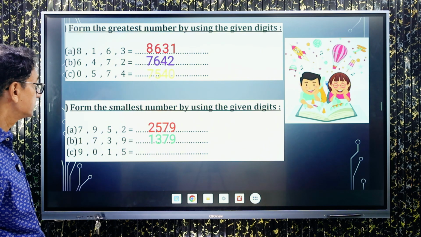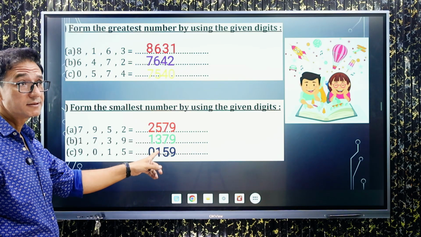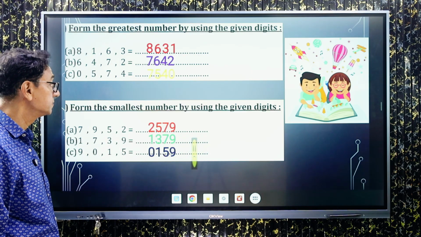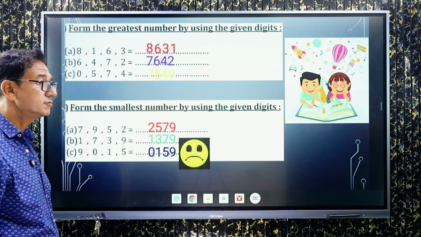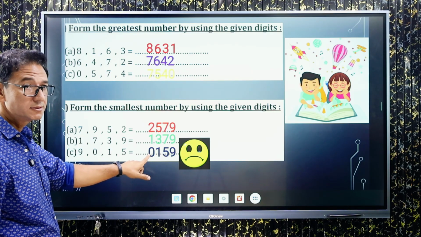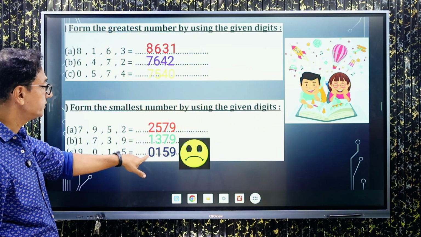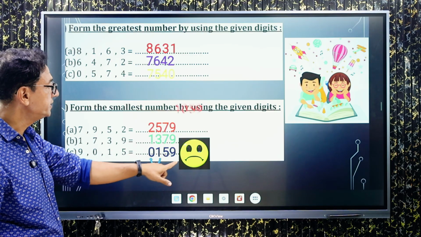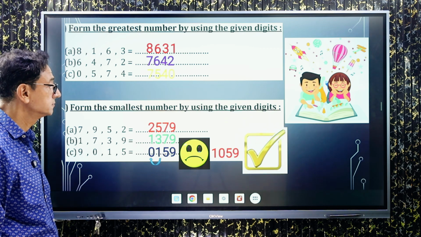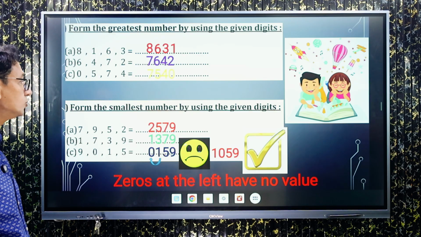C. Is this right? Can we write 0 at the left? No, this is wrong. We couldn't write 0 at the left because 0 at the left has no value. So we will replace 0 with 1. It will be 1059. This is right. Why? Because zeros at the left have no value.